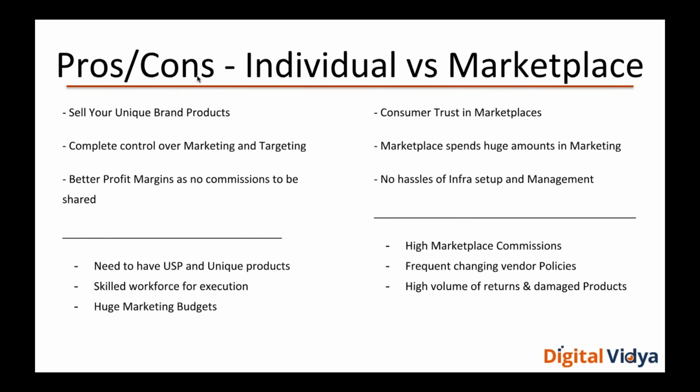So getting started with the pros and cons of an individual store versus a marketplace, the first thing is you sell your unique brands and products in an individual store. Second, you have complete control over marketing, targeting, inventory, what you wish to do and what you don't wish to do. The third is a better profit margin as no commission needs to be shared with any marketplace. The cons are that you need a USP or a unique product. If you go into the market with a generic product, it would be very hard to crack the sale or to sell something.